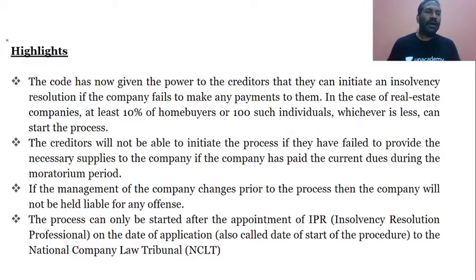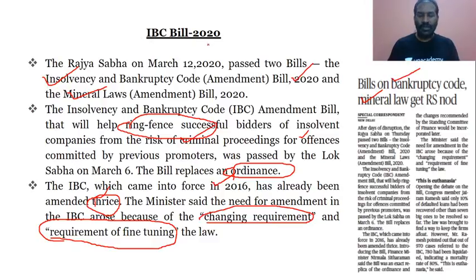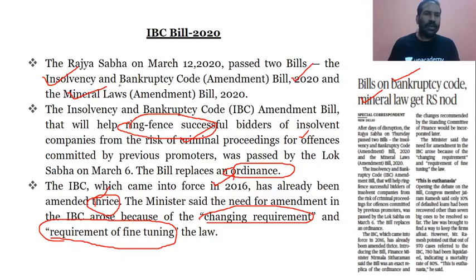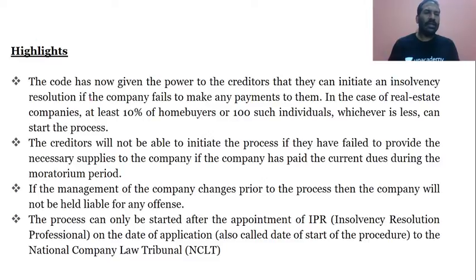And then we will look at the highlights of the IBC Bill 2020, because it will again be a probable question for prelims 2020. Insolvency and Bankruptcy Code Amendment Bill, the highlights. The code has now given the power to the creditors that they can initiate an insolvency resolution. This is very important. The new bill gives the power to the creditors, the ones who have given credit, that they can go ahead with the insolvency resolution if the company fails to make any payments to them. So the power is given directly to the creditors.